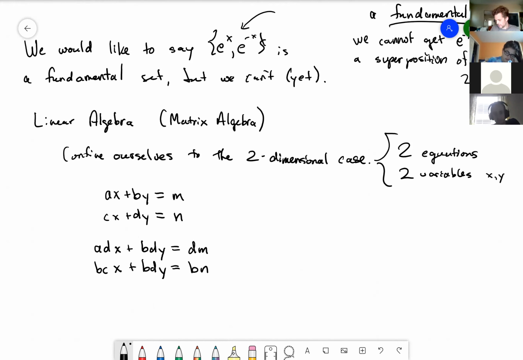Now I'm in this nice situation where I can subtract one from the other, right? And what I'll get is (ad minus bc) x, plus bdy minus bdy, which will be equal to 0, and finally, dm minus bn.